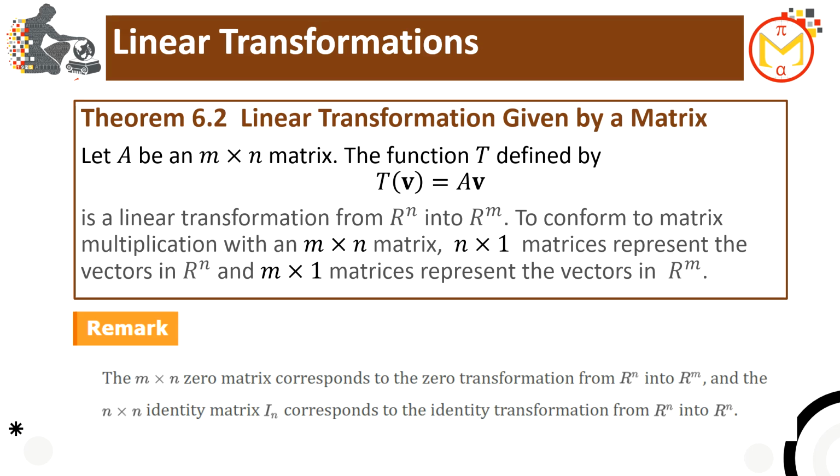Now to conform to matrix multiplication with an m by n matrix, n by 1 matrices represent the vectors in Rn, and m by 1 matrices represent the vectors in Rm. Okay. We have a remark here. The m by n zero matrix corresponds to the zero transformation from Rn into Rm. And the identity matrix n by n corresponds to the identity transformation from Rn to Rn.